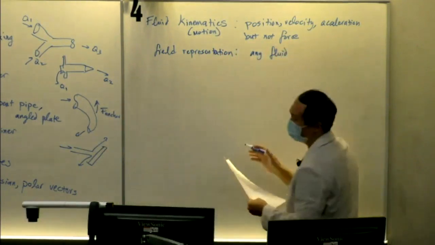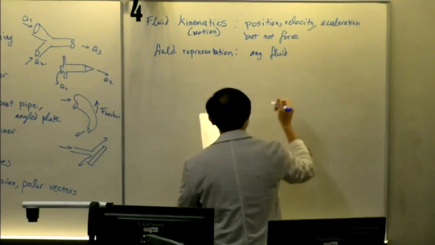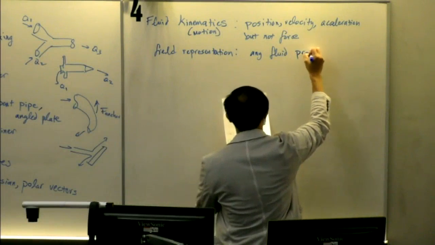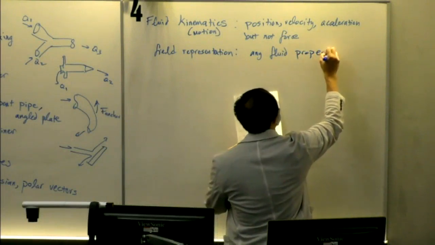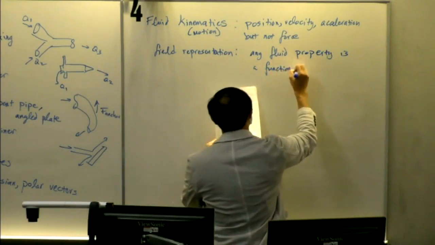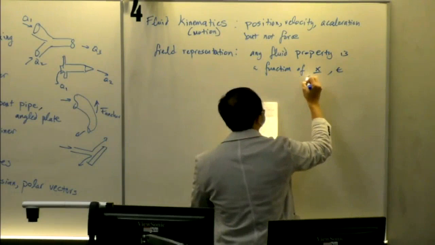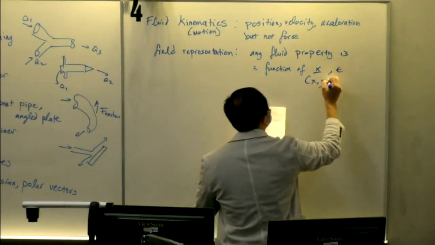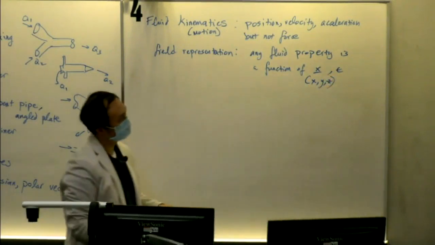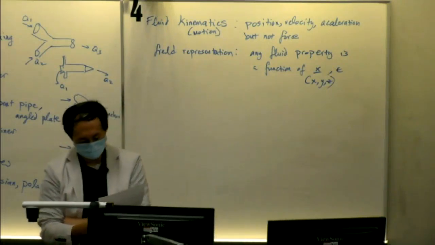So this is where some of your different equations representation come in. You basically represent everything as a Cartesian field. But we're basically going to say any fluid property is a function of space and time, where x, I'm going to use the notation x underlined, is the vector x as a function of time. Okay.